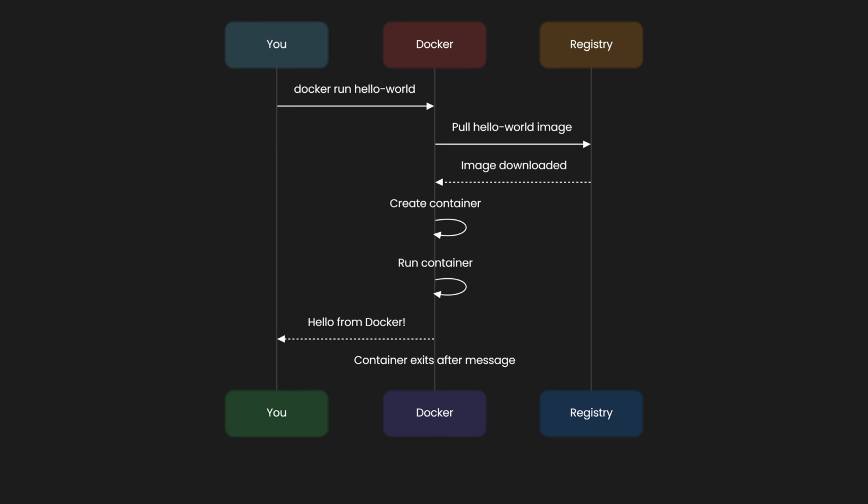Now let's break down what just happened. When you ran docker run hello-world, it started looking for the hello-world image on your local machine. Since it wasn't found, Docker pulled it from Docker Hub, which is a public registry of Docker images. After downloading, Docker created a container from that image and executed it. The container ran the code inside, printed "Hello from Docker," and then exited. This is the basic life cycle of a Docker container. You know, the best way to learn anything is by doing, so let's create our first Docker project.